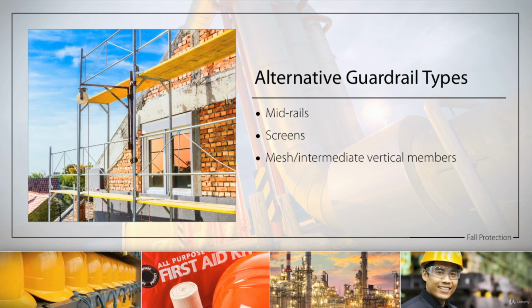The protective barriers must be strong enough to support a 200-pound lateral force. Wood, chain, and wire rope may be used for top rails and mid-rails as well. There are very specific requirements that must be followed for the installation of each of these. These requirements can be found in the OSHA standards for fall protection.